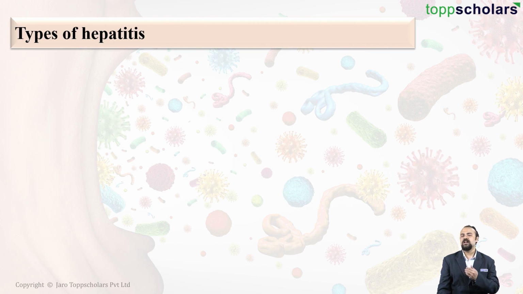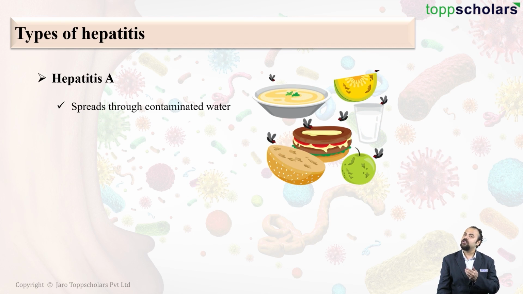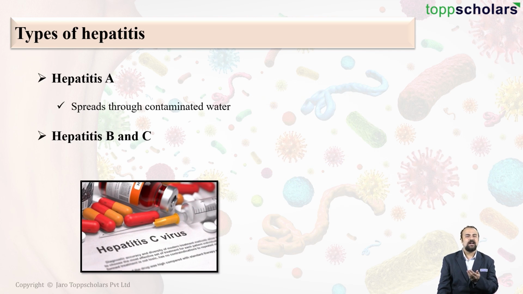Moving on students, let us see the various types of hepatitis. The very first one and one of the most common ones is hepatitis A. It is caused by the hepatitis A virus and it usually spreads through contaminated water and even sometimes contaminated food. The other types are hepatitis B and C. There are also other types but which are very rare, that is hepatitis D and E.